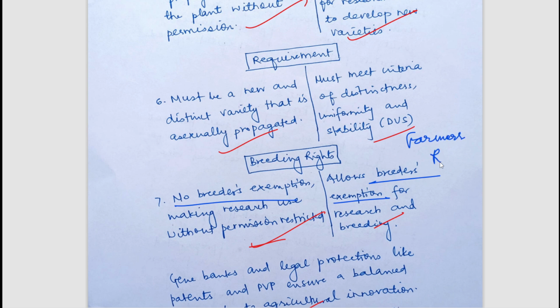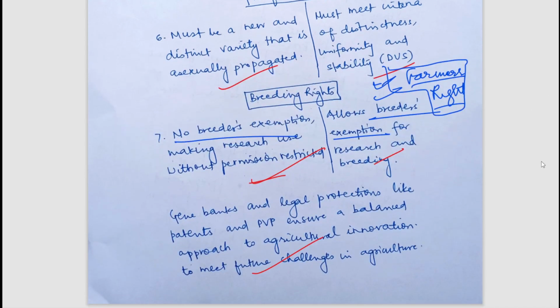Farmers can utilize those varieties, but they should not be using them commercially. Selling those varieties to other farmers is prohibited, but self-consumption and production is allowed. So these are some of the things which you should know. It is a well written answer, and I hope you understand all the points mentioned here. So that is all for today.